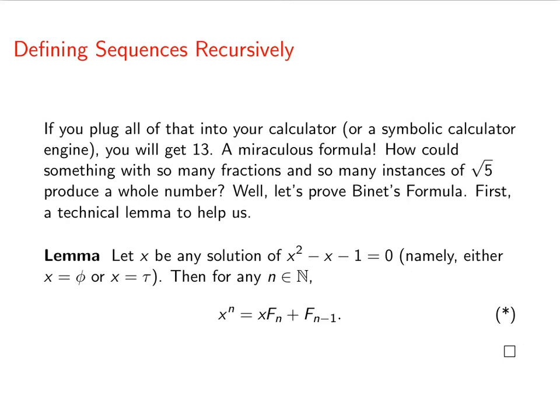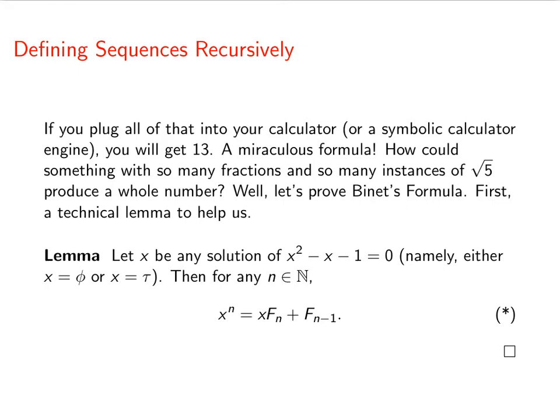So the lemma says that if x is any solution of the equation x squared minus x minus 1 equals 0, namely x can be either phi or tau, then for any n in the natural numbers, x to the n will be equal to x times f sub n plus f sub n minus 1. And I'm going to mark this equation star because we're going to write a proof for this, and it's actually going to be a proof by induction.